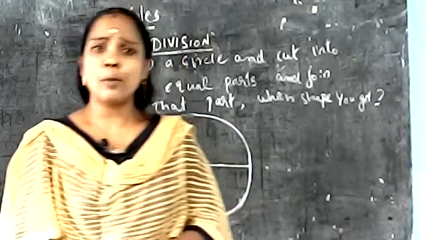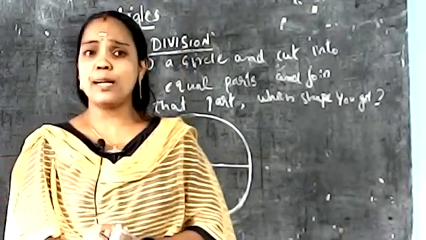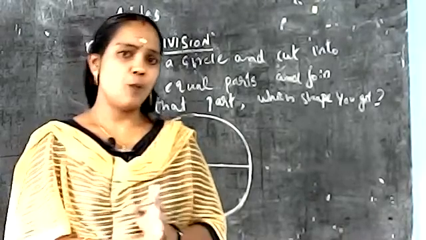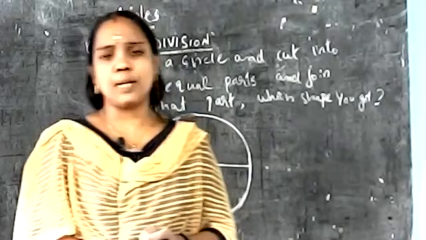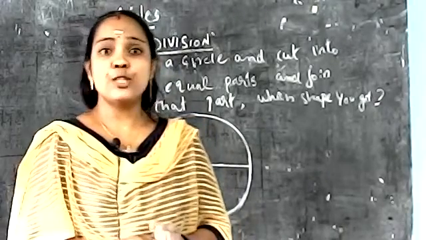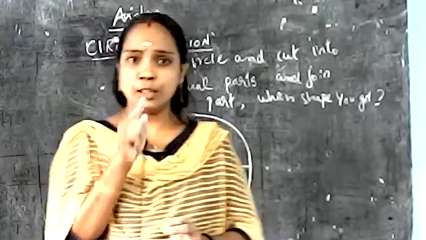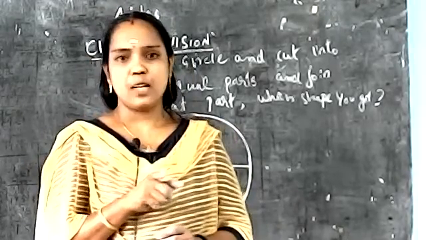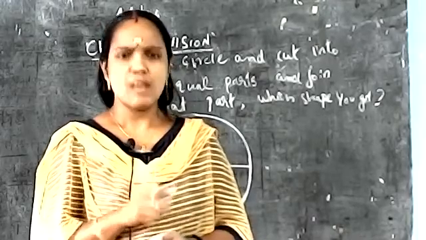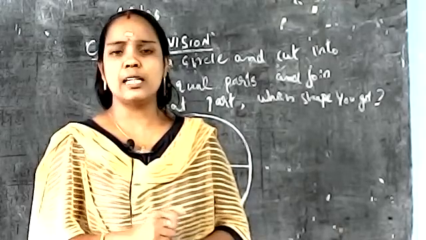How many equal parts do you want? 3 equal parts. What is the measure of each part? You understood, 3 equal parts have 3 angles in the circle. How many angles do we want to draw? 3 angles. What is the measure of the 3 angles?